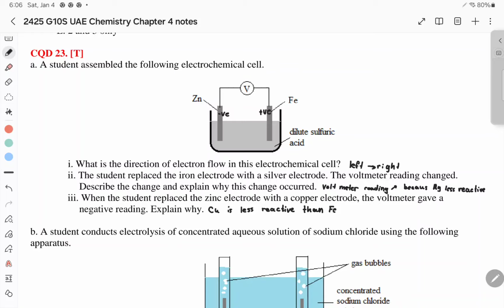Why? Because we know that silver, it's more reactive than iron. Silver is less reactive, but it has a higher tendency to get reduced. So since it's less reactive, the voltmeter's reading is gonna increase. Here it's asking us when the student replaced the zinc electrode with a copper electrode, the voltmeter gave a negative reading. Why is this? It's because that copper is less reactive than iron. So since it's less reactive than iron, when you replaced it with it, it gave you a negative reading.